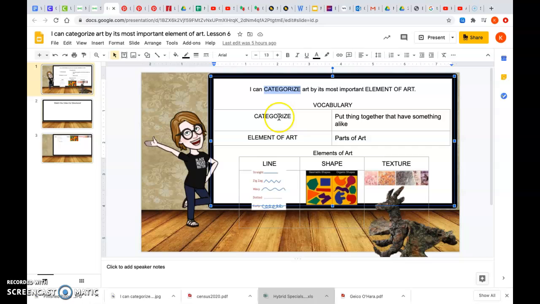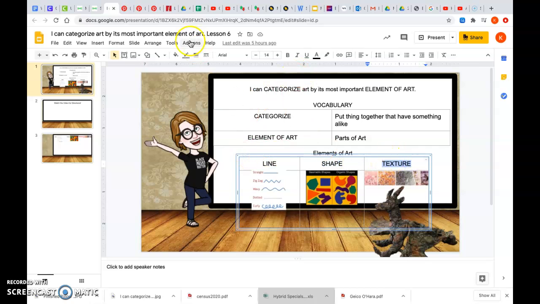We categorized last year when we categorized portraits and landscapes. This year, we're going to categorize again, put things together that have something alike, but what we're going to categorize is the element of art or the part of art that is most important to the artwork. Okay, and so we're going to use three different elements of art: line, shape, and texture.